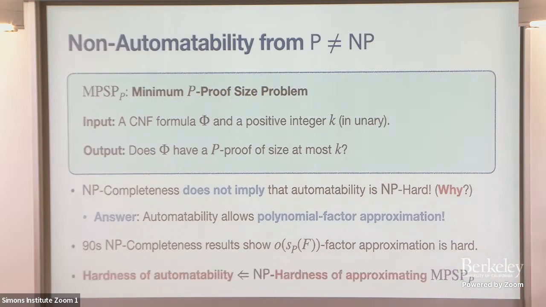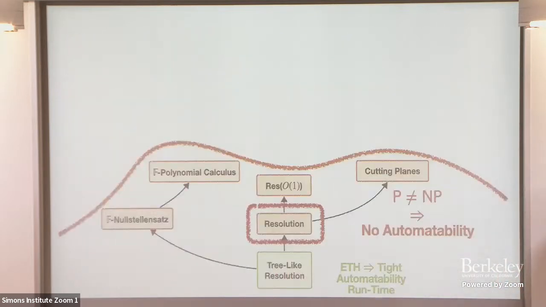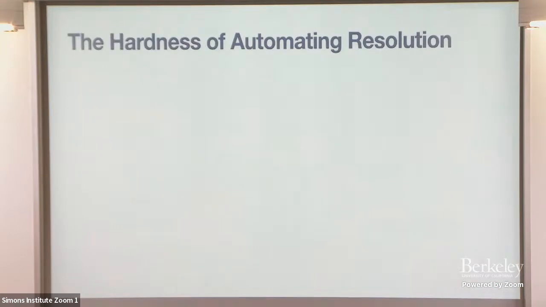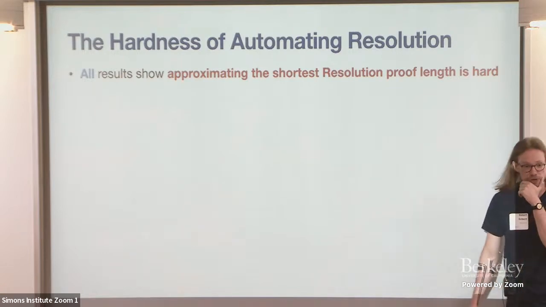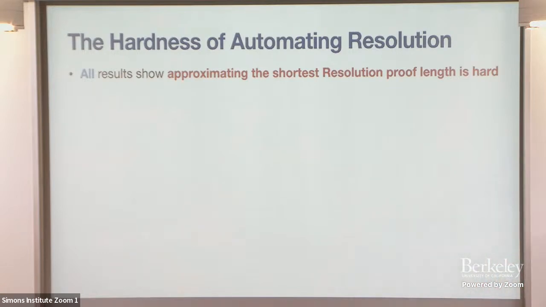And something that I want to emphasize here is that all of these results that come from NP hardness, they're studying the hardness not of automatability, but of the hardness of approximating this proof length, right? This is where all of the hardness is coming from. It's not coming from the actual finding of the proof itself. It's just coming from approximating the proof length being hard. Okay. Let's again talk about resolution. And I'll emphasize again that all these results show that even just approximating the shortest resolution proof is hard.